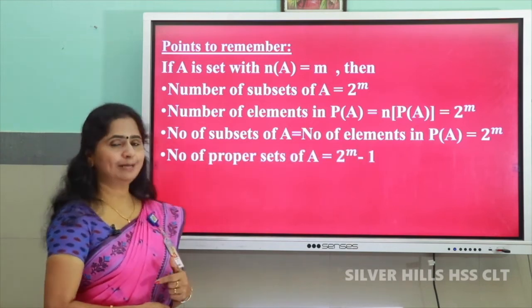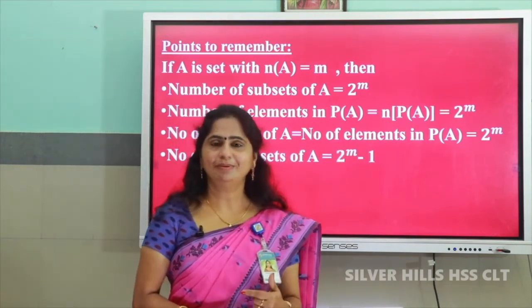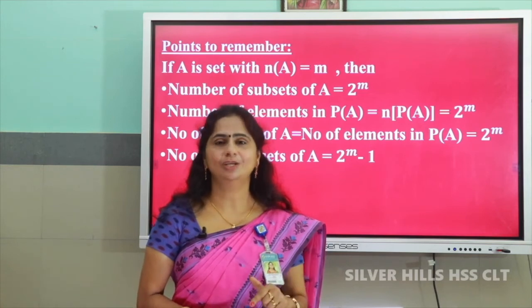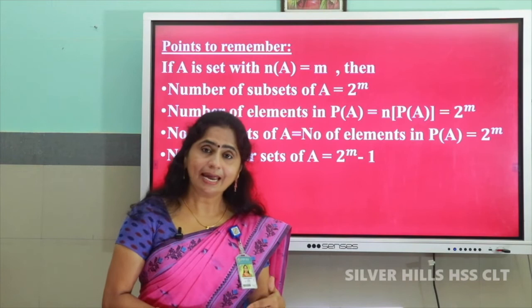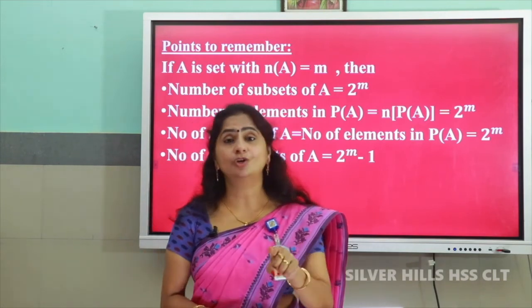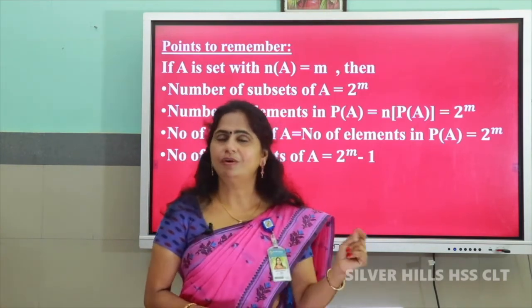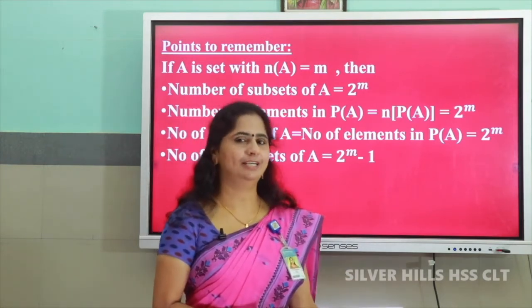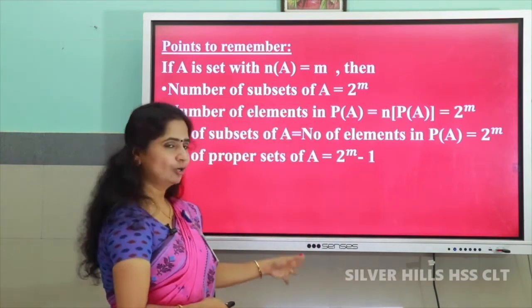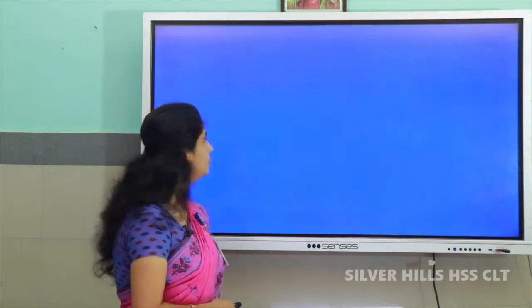The number of proper subsets of A is nothing but 2 raised to m minus 1, because by proper subset we mean that A is a subset of B, but A should not be equal to B. So we will not have the full set. So the formula is 2 raised to m minus 1. Based on this, we'll do a few problems now.